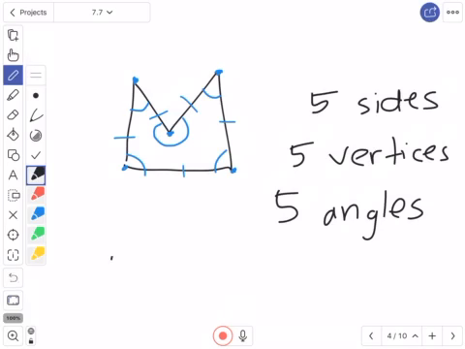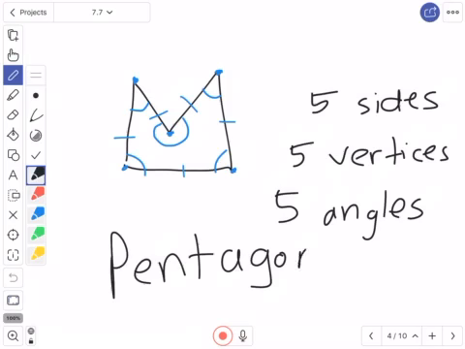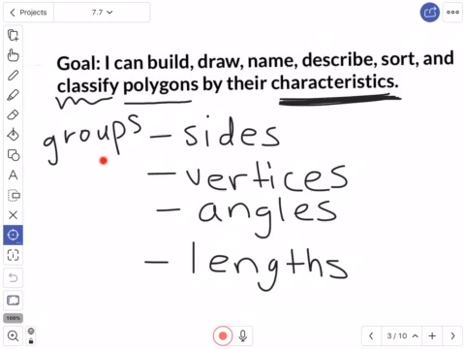I can't hear you, but say it. It is a pentagon. Remember that the prefix pent means 5. Okay, so that's how you classify polygons. That's how you group them based on their characteristics. Remember, the word polygon means many-sided shape.